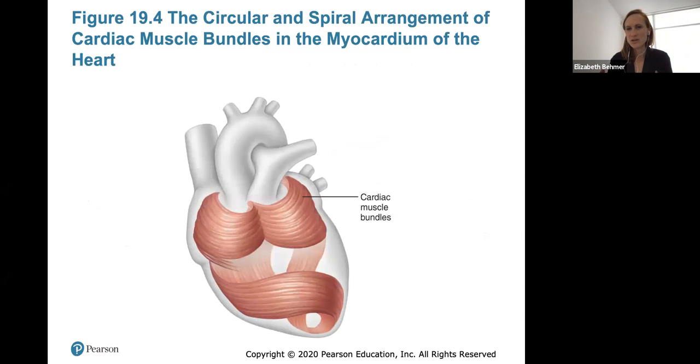Here is how the circular and spiral arrangement of cardiac muscle will bundle in the myocardium of the heart. And these bundles help to kind of squeeze or contract the atria and ventricles so that the heart can be very efficient in the pumping out of the blood.